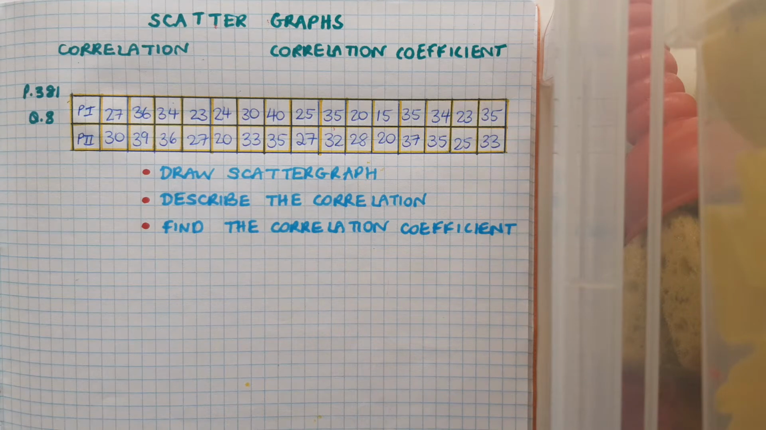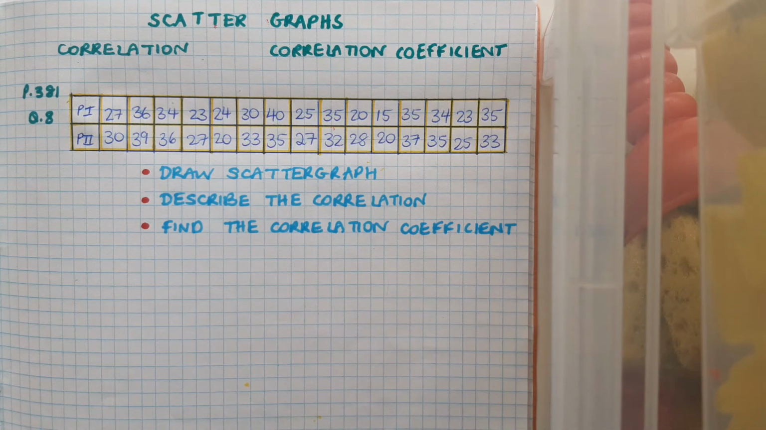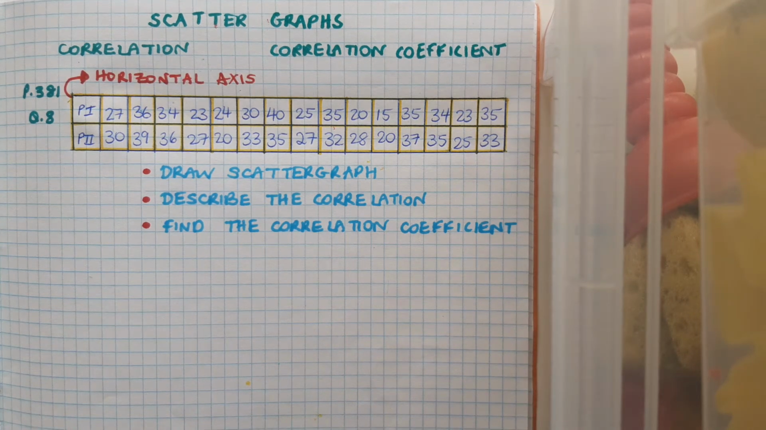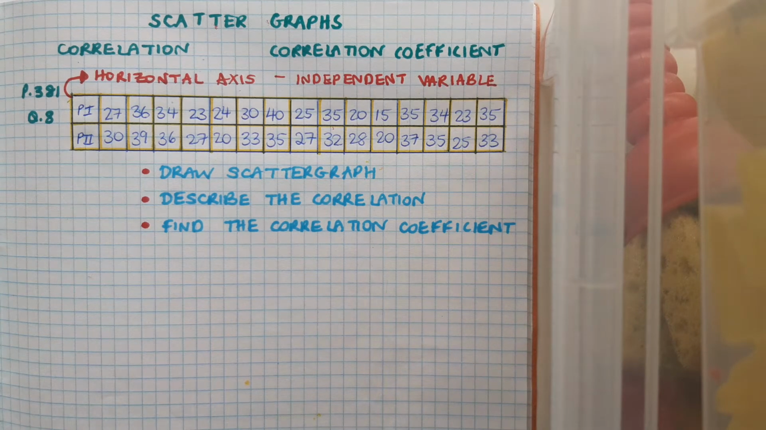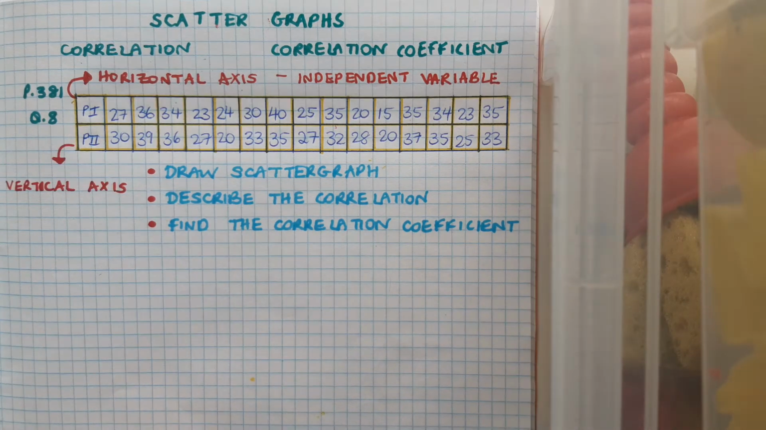coefficient. Just before we go to draw the scatter graph, a piece of information about the way the table is usually set up. Generally the top row of the table is going to go on the bottom line of the graph, the horizontal axis. This top row of information can sometimes get called the independent variable. And the bottom row of our table is generally going to go along the vertical axis, and it can be called the dependent variable.